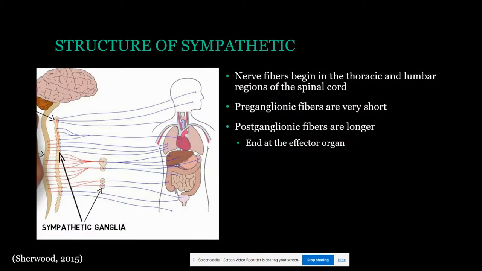We are going to switch gears and talk about the structure of the sympathetic nervous system. Our sympathetic nerve fibers begin in the lateral side of our thoracic and our lumbar region of the spinal cord. Thoracic is our chest cavity, and our lumbar is our abdominal cavity. Compared to the parasympathetic nervous system, our preganglionic fibers in our sympathetic nervous system are very, very short, which would mean that our postganglionic fibers are very, very long.